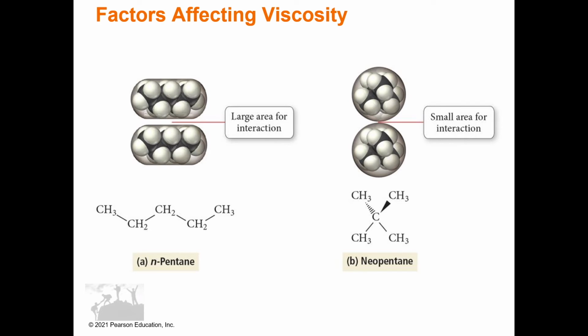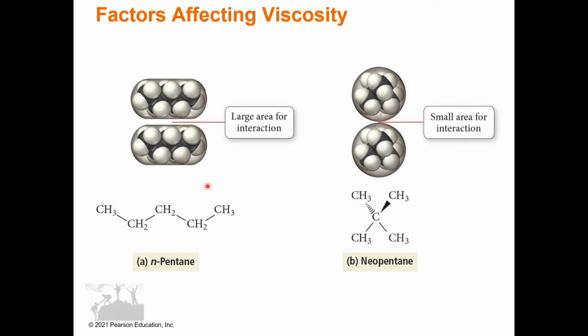Here we have our two isomers, n-pentane and neopentane. So with the n-pentane, picture two pieces of paper stuck together. With neopentane, two spherical balls that are in contact with each other. So with n-pentane, think of this having an infinite number of contact points for attraction. So these molecules will be sticking together a lot.